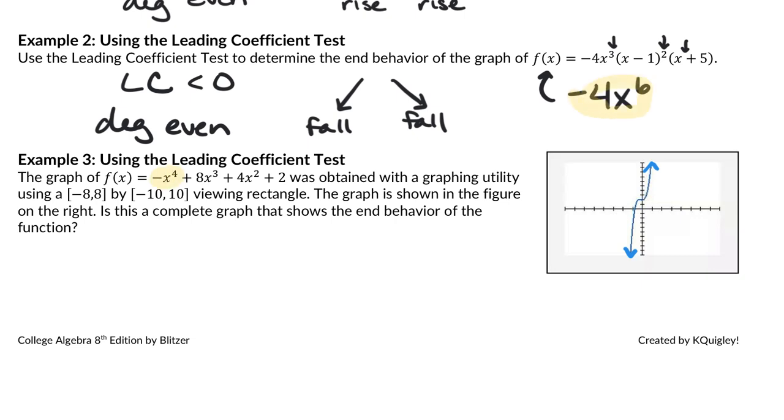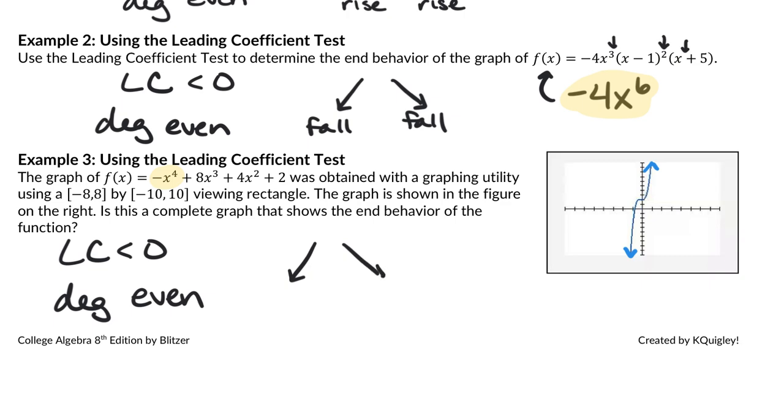let's talk about what I should see on the graph. For the one that we have right there, it says negative x to the fourth, which means the leading coefficient is less than 0, and my degree is what? Even. We know that a function that is even degree with a leading coefficient that's less than 0 should have what kind of end behavior? Fall, fall. So does this show me all of the graph itself?